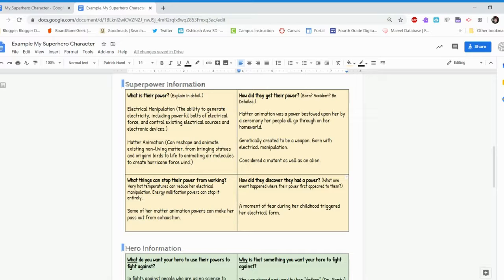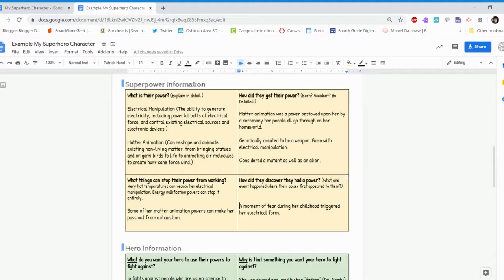Her electrical manipulation is the ability to generate electricity, and it includes powerful bolts of electrical force, and it can also be controlling existing electrical sources and electronic devices. So here's what her power does. That's what it is. Then she also has matter animation, so she can reshape and animate existing non-living material.